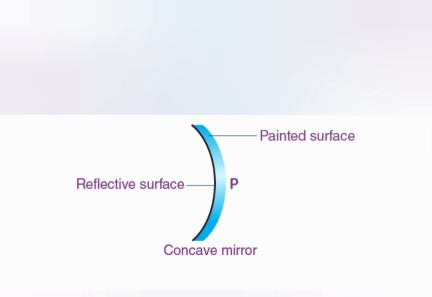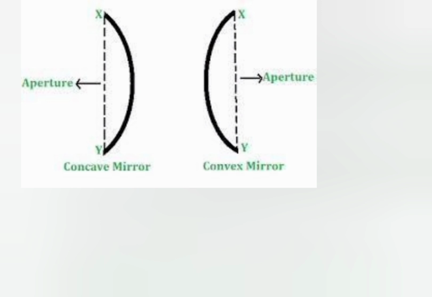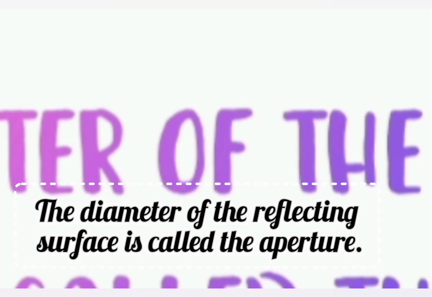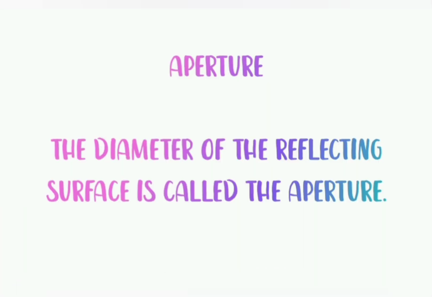Next one. What is aperture? What is meant by aperture? As I told you, a mirror is a part of a spherical ball. If you cut the spherical ball, you will get a spherical mirror. Now, if you draw the diameter of the reflecting surface, the diameter of the reflecting surface of a spherical mirror we call aperture. I'll repeat the definition. The diameter of the reflecting surface of a spherical mirror is called aperture.